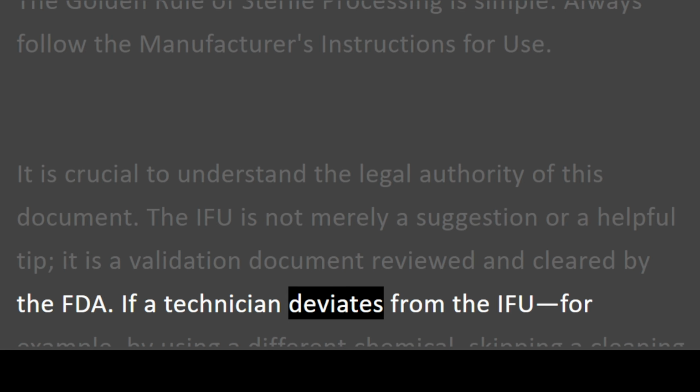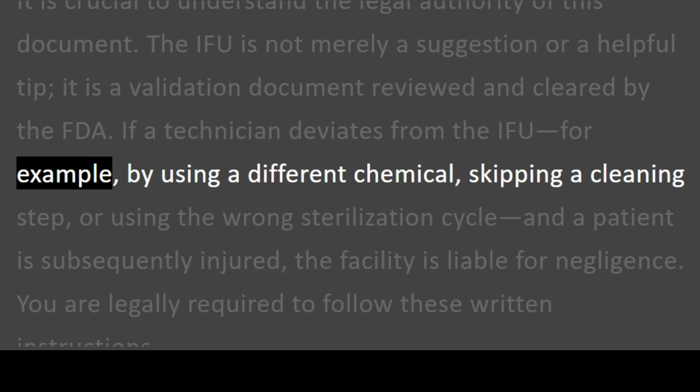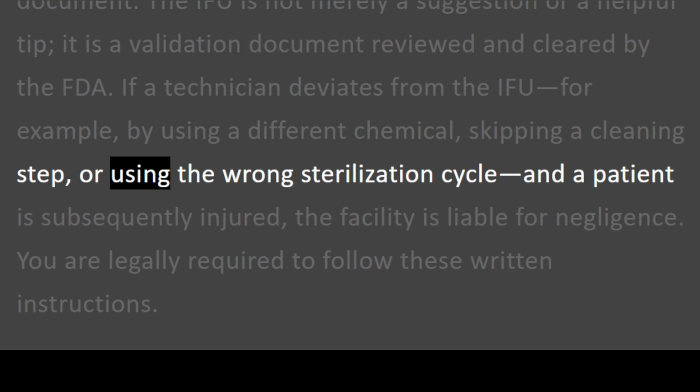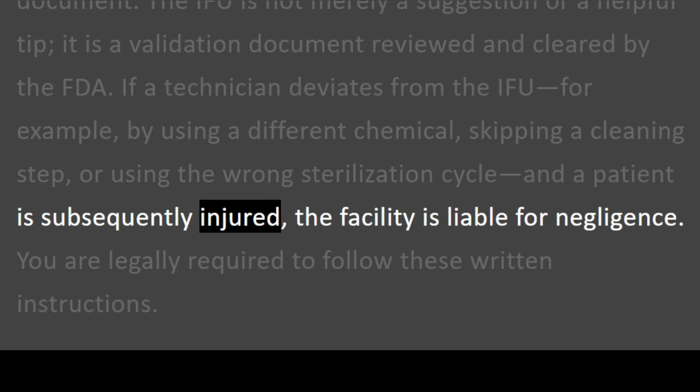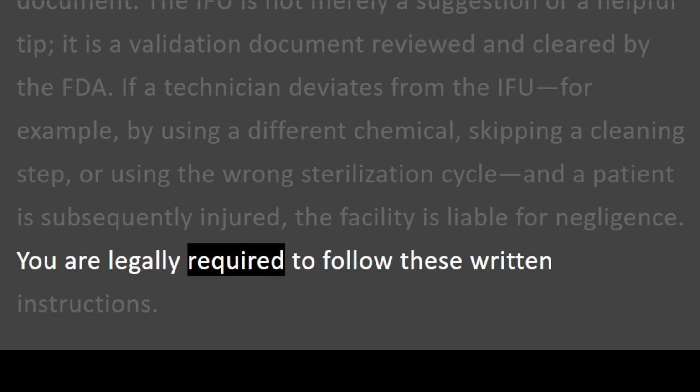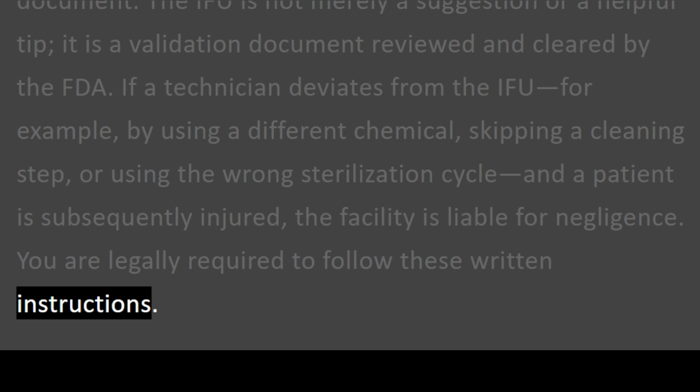If a technician deviates from the IFU, for example, by using a different chemical, skipping a cleaning step, or using the wrong sterilization cycle, and a patient is subsequently injured, the facility is liable for negligence. You are legally required to follow these written instructions.